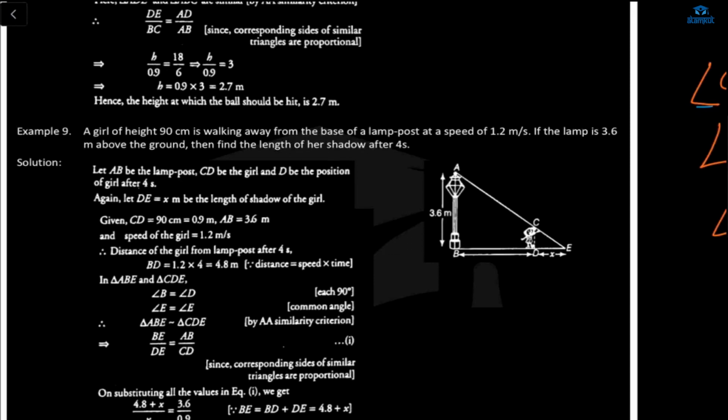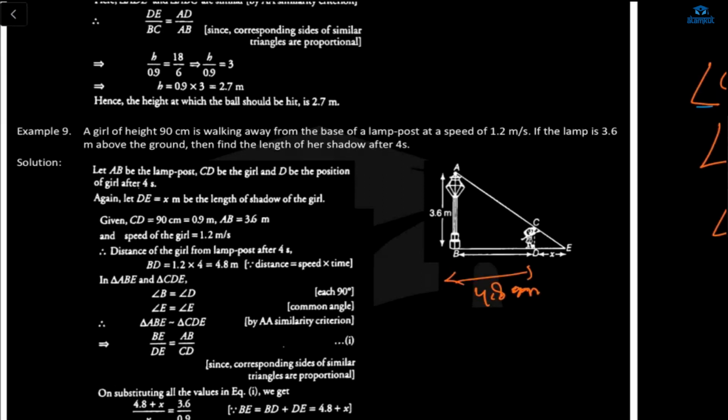Okay. So you have got the distance here. That is the value of BD, that is 4.8 meter. Distance is there. And we have to find out the shadow, that is DE, the value of DE.